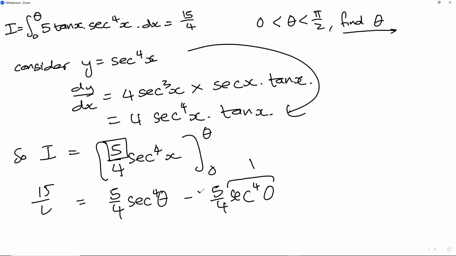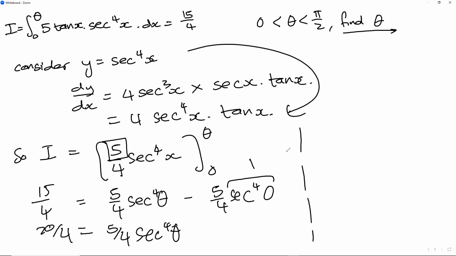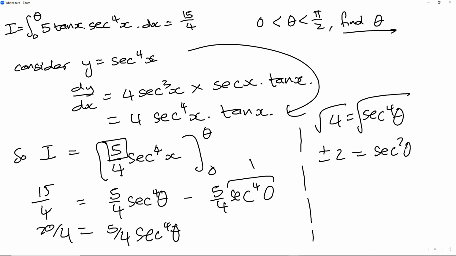So this will be 1, and then we add 5 over 4 on the left-hand side. It becomes 20 over 4 equals 5 over 4 sec 4 theta. From this, we're now going to multiply by 4 on both sides and divide by 5, and we'll end up with 4 equals sec to the power of 4 theta. Square rooting both sides, plus or minus 2 equals sec squared theta.